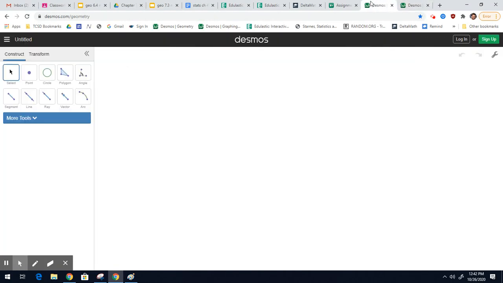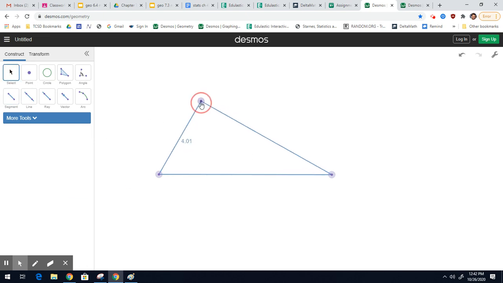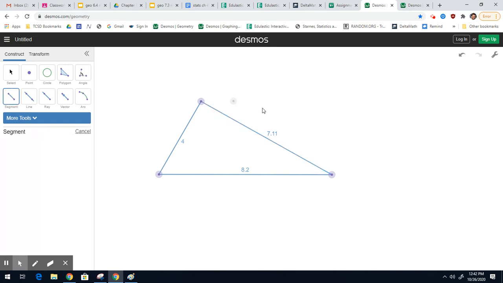Okay, so again, let's try to use some nice numbers if I can. So here's my triangle. I can guarantee 2 nice sides, right? So let's make that 4. Okay. And let's make this 8.2 is good, right? I can take half of 8.2. So then what's this side going to be? 7.11, sorry. Okay. So now I'm going to make a triangle just like this, but half the size.